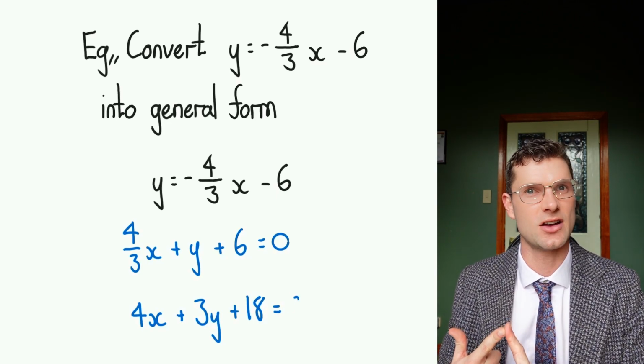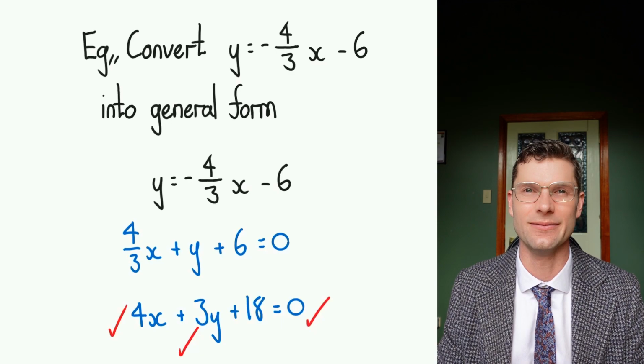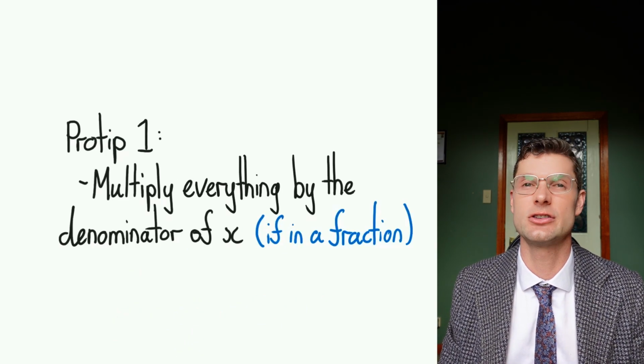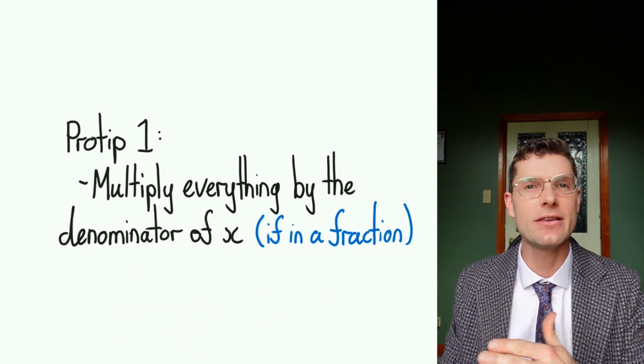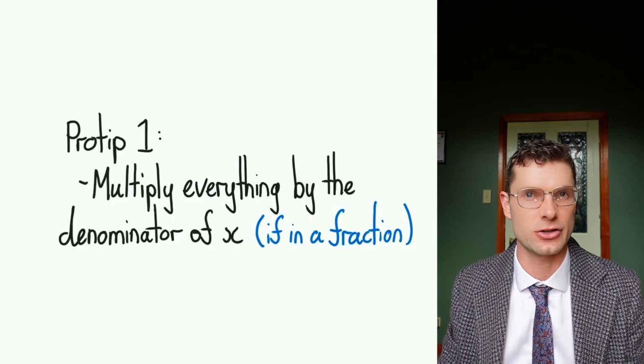Now I've got 0 on one side, no fractions, and my x is positive. Bang, I'm done. The first pro tip I've got for you is if you've got a denominator, just multiply everything in the whole equation by that denominator. That will get rid of the fraction for you.